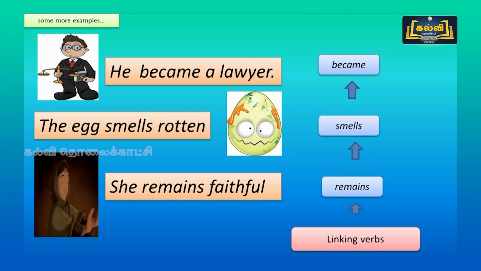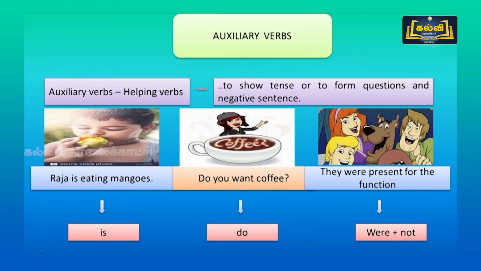Right. We can see some more examples. He became a lawyer. The egg smells rotten. She remains faithful. In all these three sentences, you can see the verb became, smells, remains. They all are linking verbs. Okay, moving to our topic, auxiliary verbs. So, what is an auxiliary verb? Auxiliary verb is a helping verb. It is used with action verbs to show tense or to form questions and negative sentence.